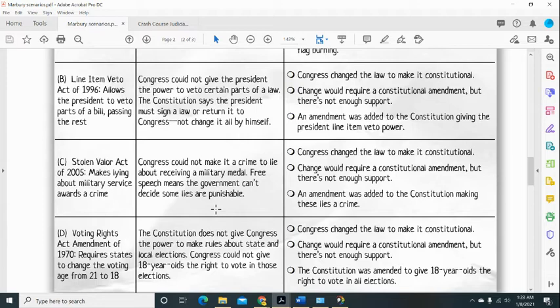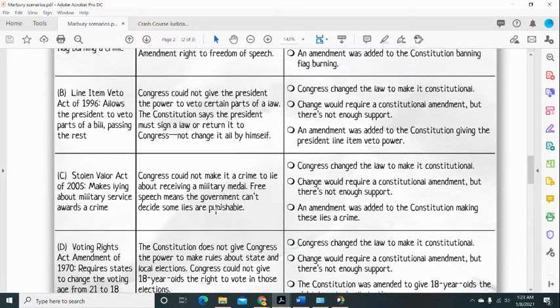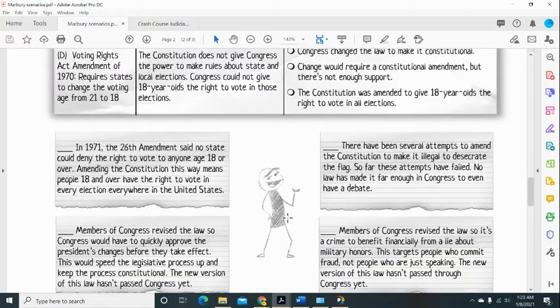Lying about military service awards as a crime, the Stolen Valor Act in 2005. They ruled that it's against the First Amendment freedom of speech to make that the case. So Congress cannot make it a crime to lie about receiving a military medal. Free speech means the government cannot decide some lies are punishable. Congress, again, this is the check and balance.